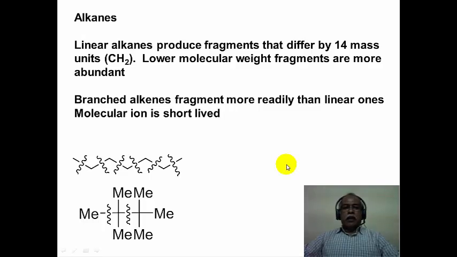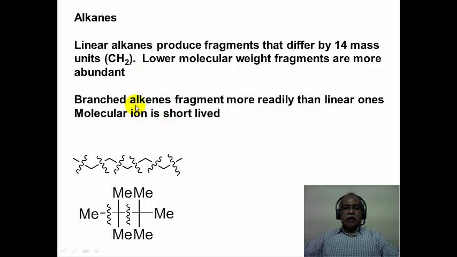Now, typically linear alkanes produce fragments which differ by 14 mass units. Let us consider this linear alkane. If you fragment it here, a methyl is lost. Subsequent fragmentations correspond to loss of CH2 groups, which is a 14 mass unit difference. So the lower molecular weight fragments are normally more abundant compared to high molecular weight fragments.